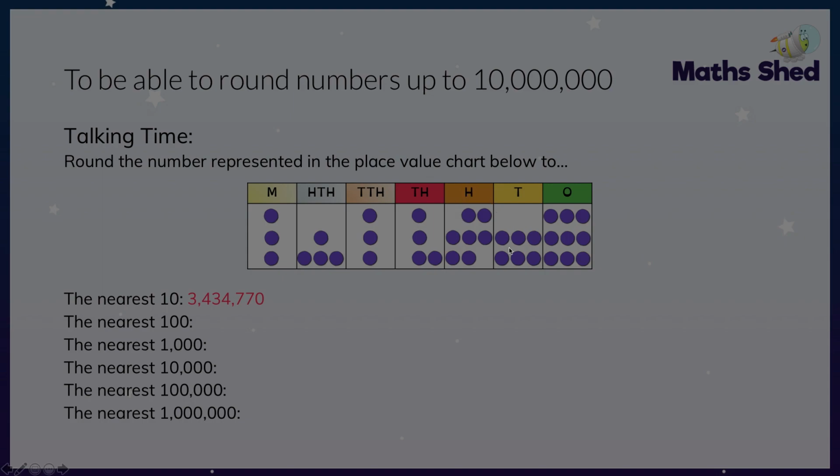To the nearest 100, I look at the hundreds. I look one place to the right. I have 6, so again it will round up. 1,000, I look at the thousands, look one place to the right, and so on. 10,000's the same. 100,000 and a million.